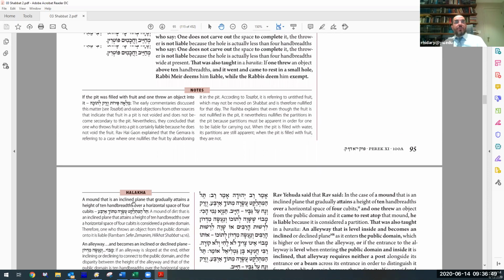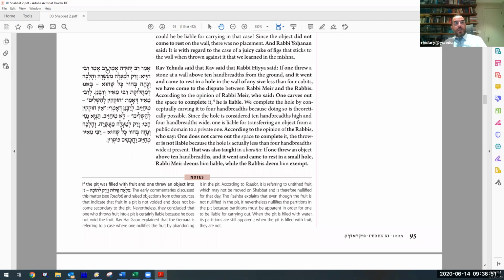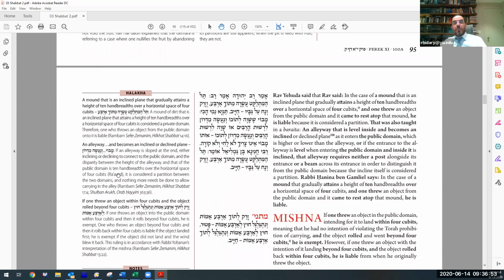Amar Rav Yehuda Amar Rav, he was the author also of this halakha. So we're continuing another statement in his name. Tel hamit laket asara mitoch arba'a vezarak venach al gabav hayav.